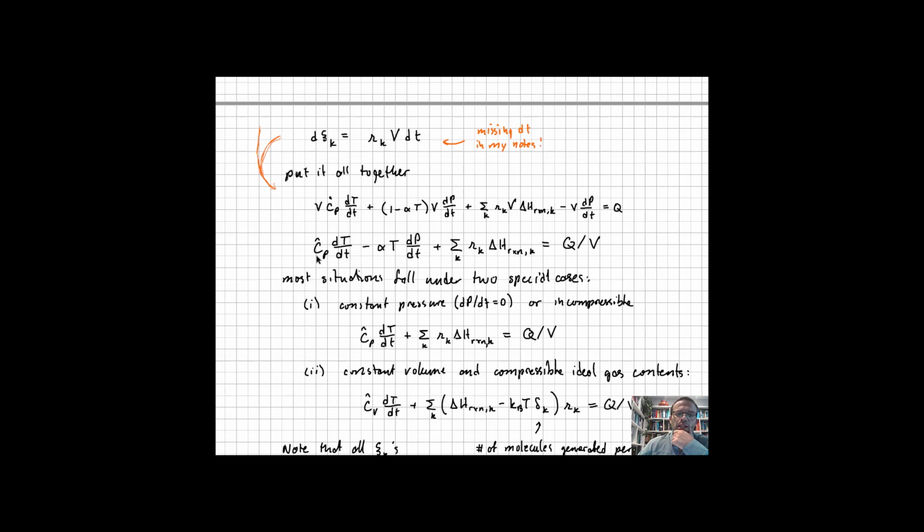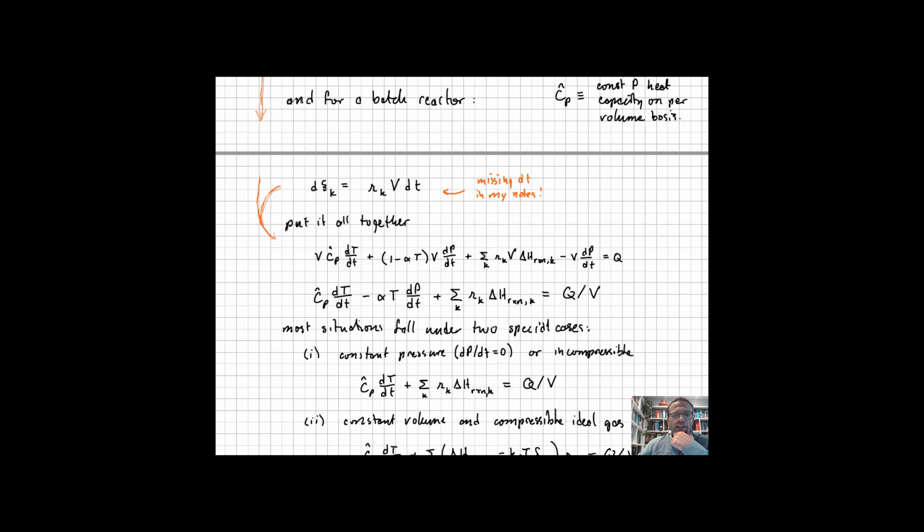And you end up with the heat capacity multiplied by the derivative of the temperature with time, minus the expansivity factor multiplied by the temperature times the dP dt term, plus the sum over all the reactions that are happening times the reaction rate times the heat of reaction for that kth reaction, is going to be equal to Q over V. So this is a general equation. Again, this is valid for all of your batch reactor situations.